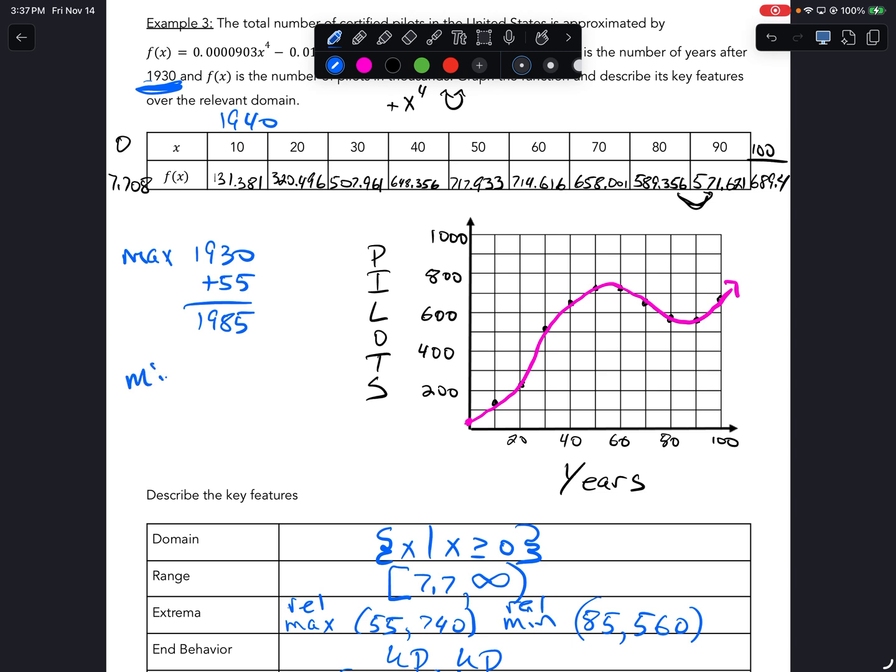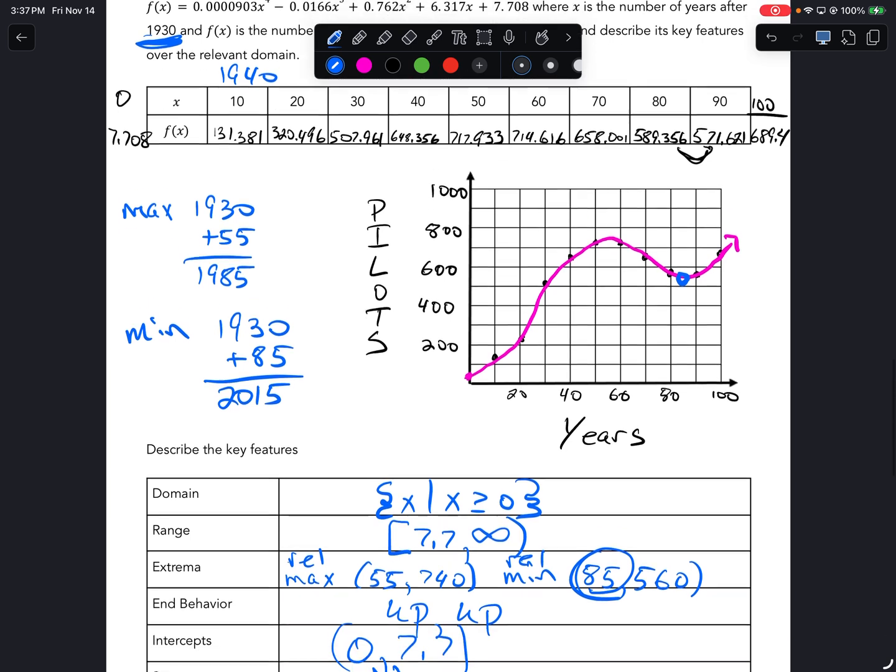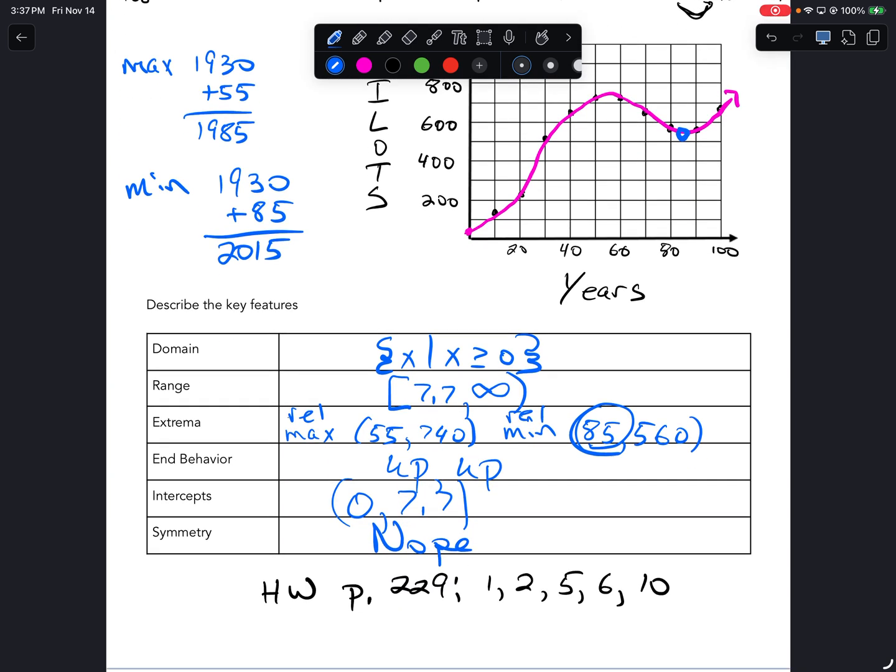So for the min, we do 1930 plus what? This is their min right here, right? So we're going to add this 85 right there. And then we get 2015. Not 20, that would be way in the future. 2015, I meant to write. Okay? Okay, 10 years ago. All right, there's your homework. Get her done.